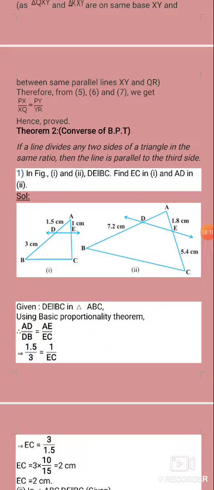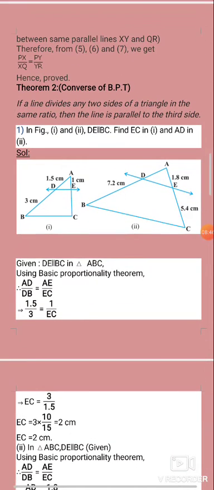EC is equal to, cross multiplying, 3 into 1 by 1.5. To avoid the decimal in 1.5, we multiply both numerator and denominator by 10. So the numerator becomes 10 and the denominator becomes 15. Now cancel 10 and 15, after that 3. Then what do we get? 2 centimeter is EC. Okay, now the next question.